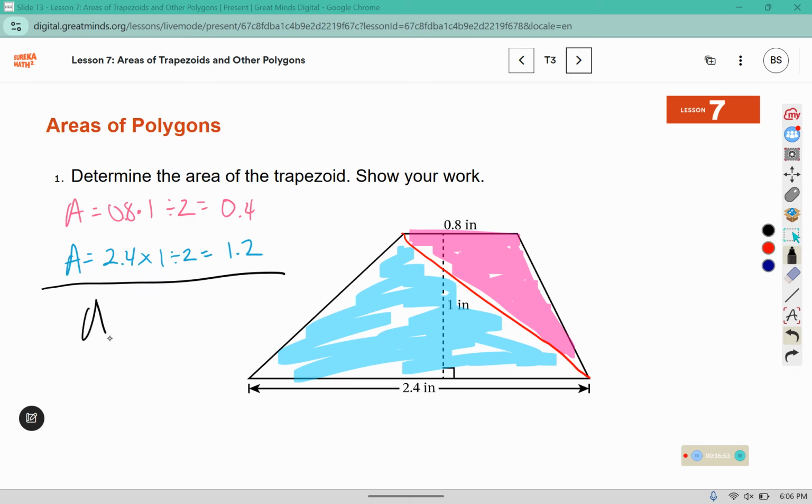For the total area, we add these together. 4 plus 2 is 6. 0 plus 1 is 1. Look for the units in your problem. We have inches, and area is inches squared.